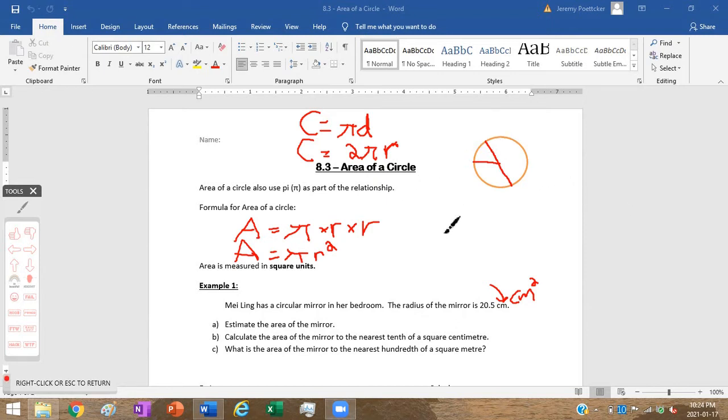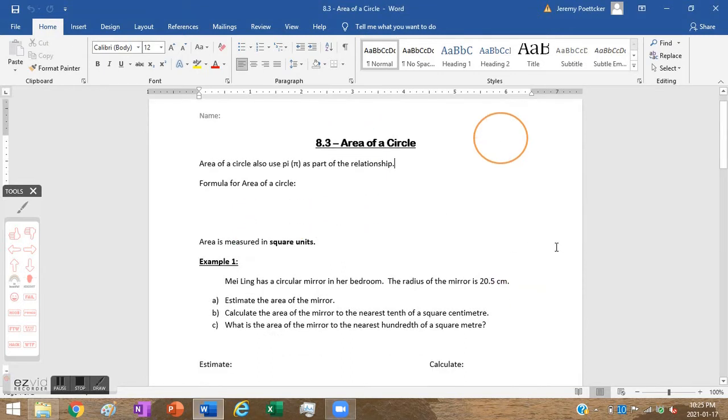All right, so Mei Ling has a circular mirror in her bedroom. Radius of the mirror is 20.5 centimeters. All right, what do we have to do? We've got to estimate the area, calculate the area to the nearest tenth of a square centimeter, and then find the area to the nearest hundredth of a square meter. So, not hard to do. I'm going to scroll down just a smidgen here.